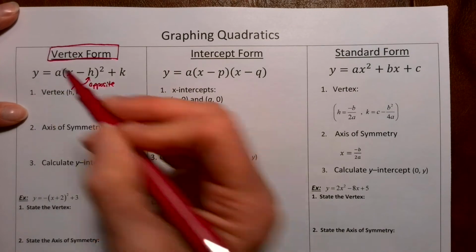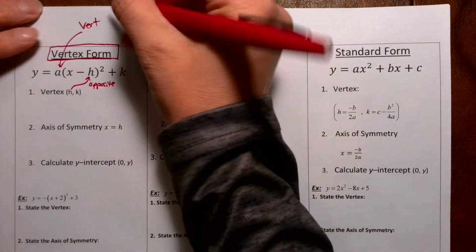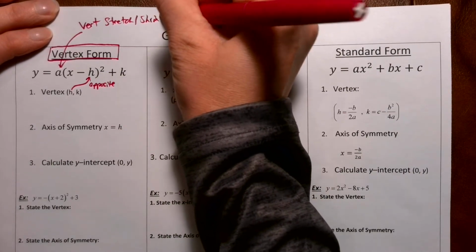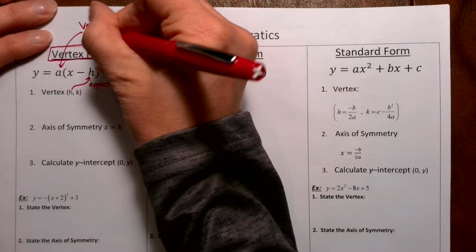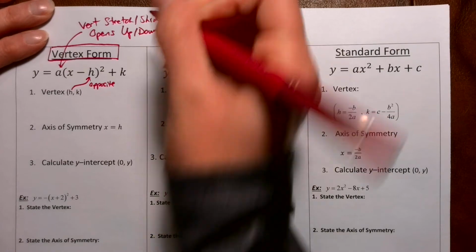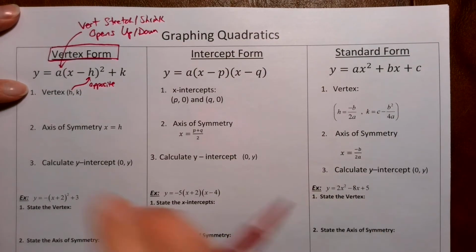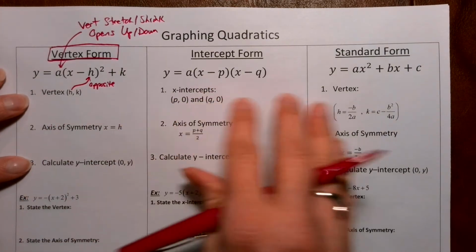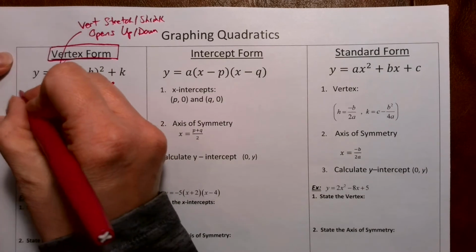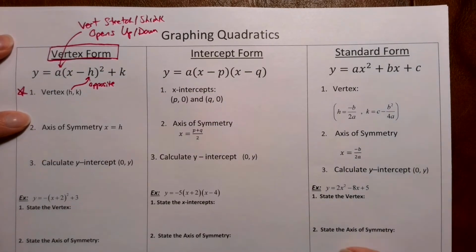This a value out in front tells us a couple of things. It tells us the vertical stretch or shrink, but it also tells us how the graph opens, if it opens up or down. So the a value could be negative or positive, but could also have a number out in front. Whenever you're doing these different forms of quadratics, one thing is very easy. For vertex form, the vertex is right there. You just look to notice it.